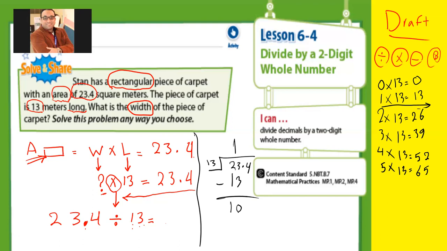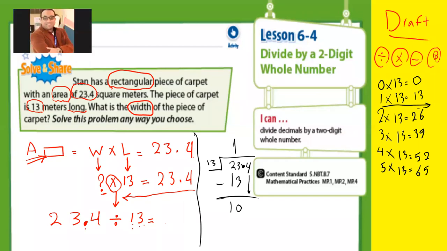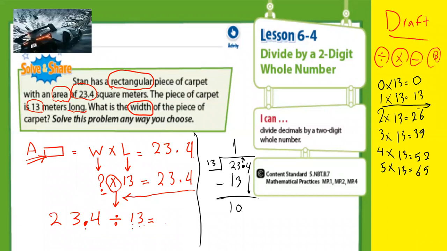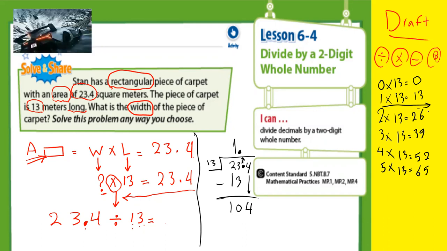Now, 10 divided by 13 can't be because 10 is less. Bring down this 4. I have a problem. I can't bring down this 4 now. What can I do with the decimal point? Raise the decimal point up in the same position, and drop down the 4. It's now 104 divided by 13.